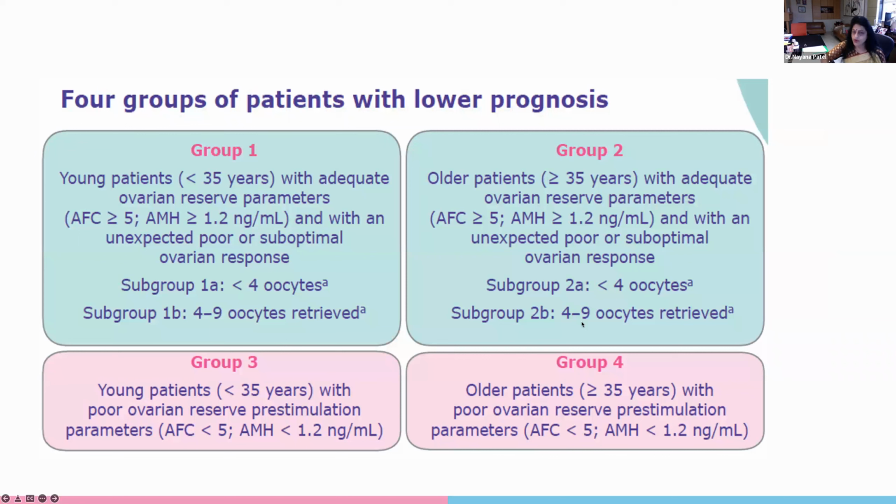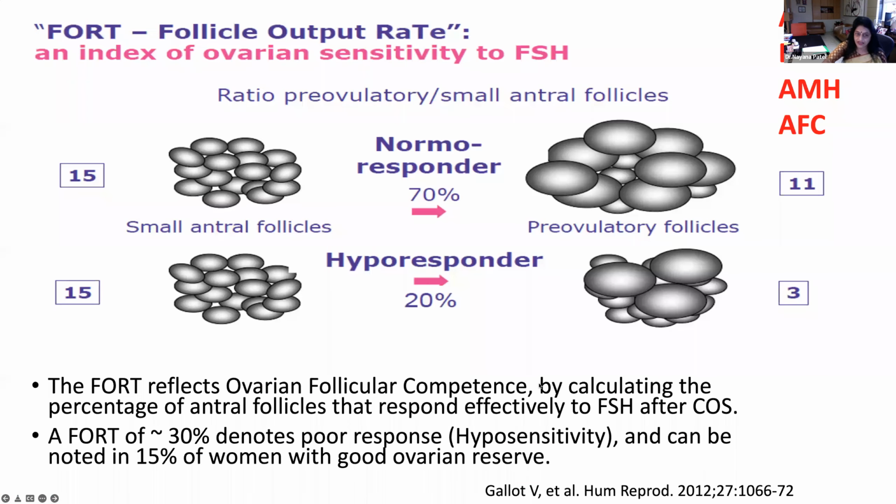Group 1 and Group 2 have absolutely fine biomarkers with normal AFC and AMH. But group 1 is less than 35. You start stimulating, you get either just 4 oocytes or 4 to 9. And in group 2 also, the age is more than 35, but the response is 4 or 4 to 9 oocytes. Group 3 and 4 are definitely poor responders because their biomarkers are low for the ovarian reserve. Group 3 is less than 35 and group 4 is more than 35.